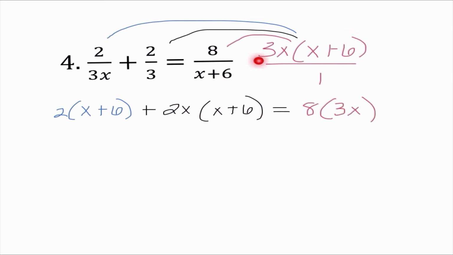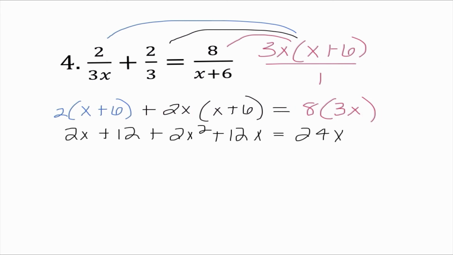So once again, my whole goal here is I want to eliminate my denominators so that we have no more fractions. Now I can go ahead and solve this. When I distribute this, I notice that we have a quadratic function. So I'm going to want to get everything over to the left side of the equation. And I end up getting 2x squared, 14x minus 24x is minus 10x, plus 12 equals 0.